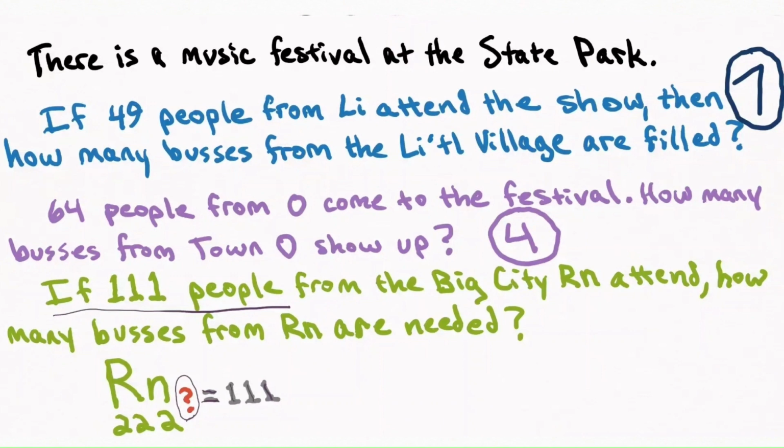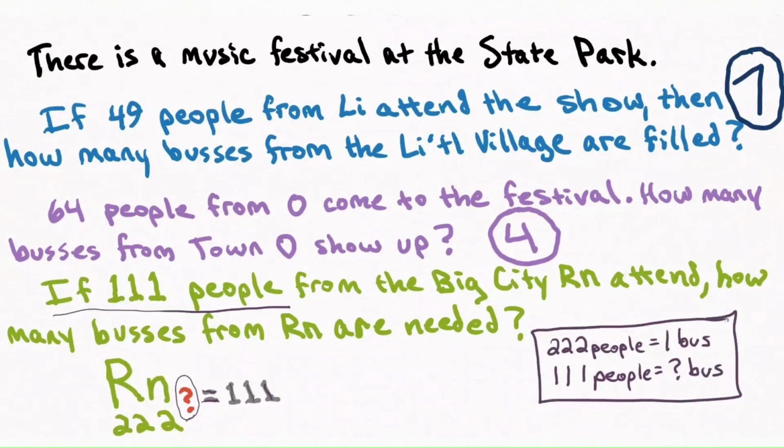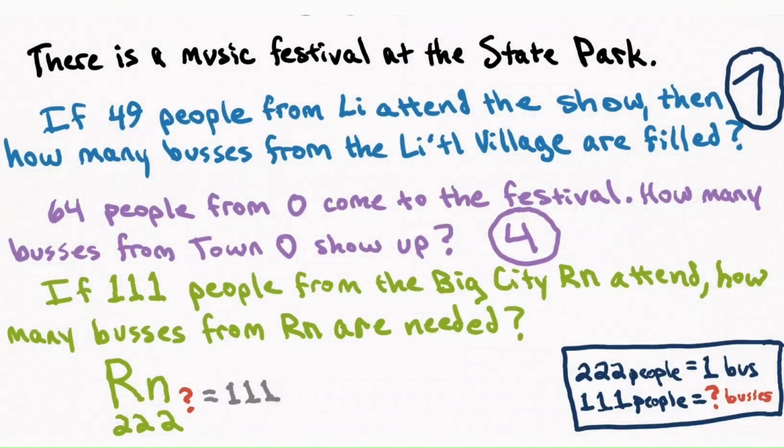So we are going to set up a data table like this. We know that 222 people can fit into one bus. But we don't have 222 people. We have 111 people. And how many buses is that? So that's our data table. So let's set up this problem and knock it out.